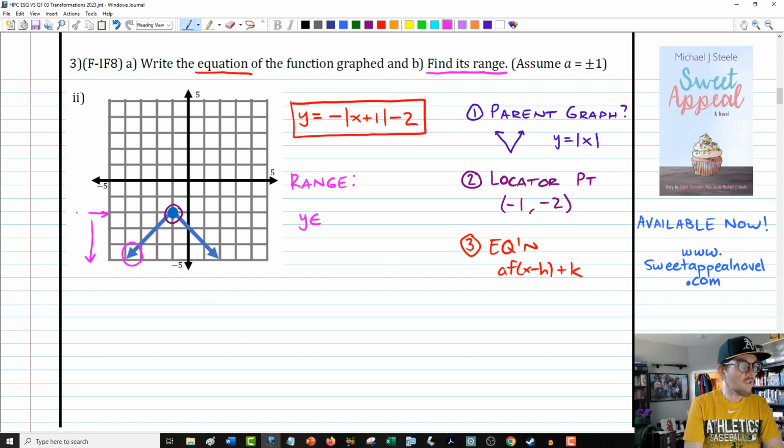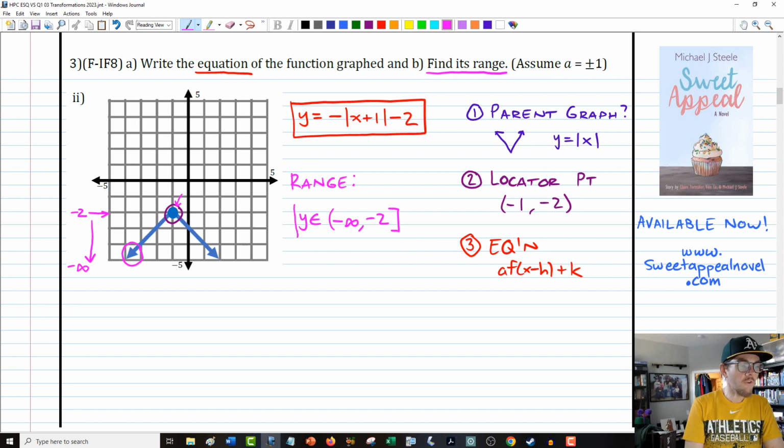So based on that, it's looking to me like we begin at y equals -2 and then proceed downward to -infinity. So if you wanted to use interval notation, you could say y is an element of -infinity to -2, and because that is a closed dot there at the vertex, we include -2.